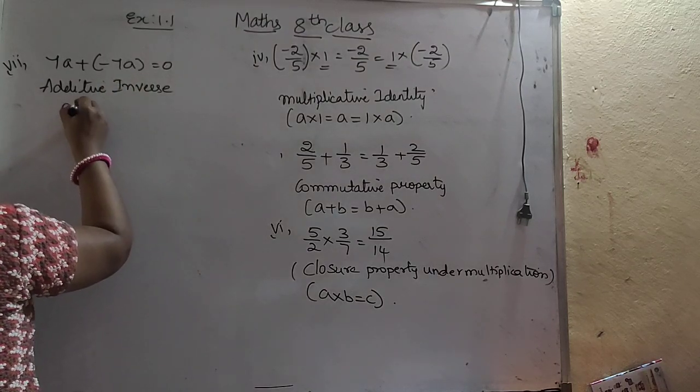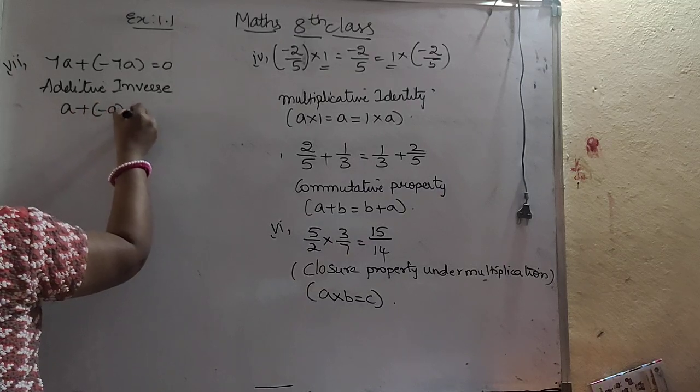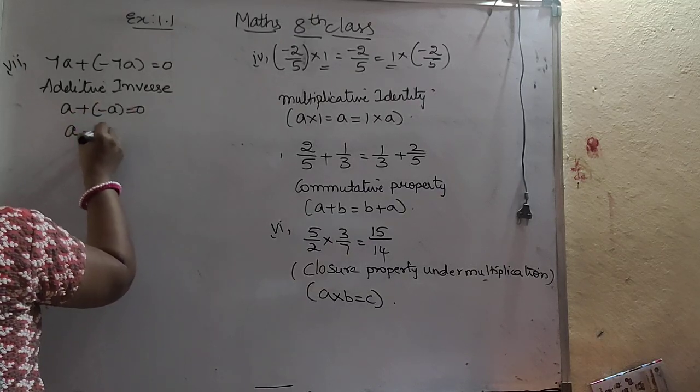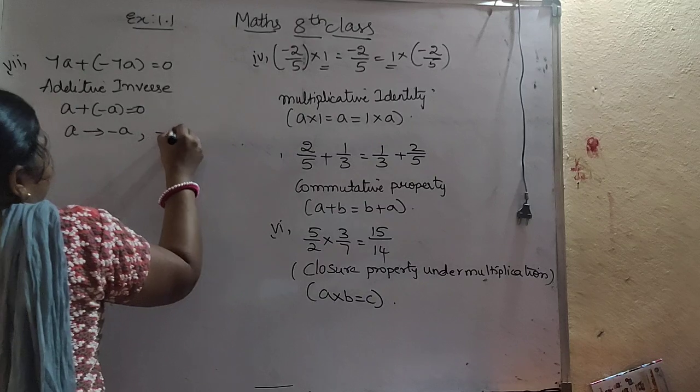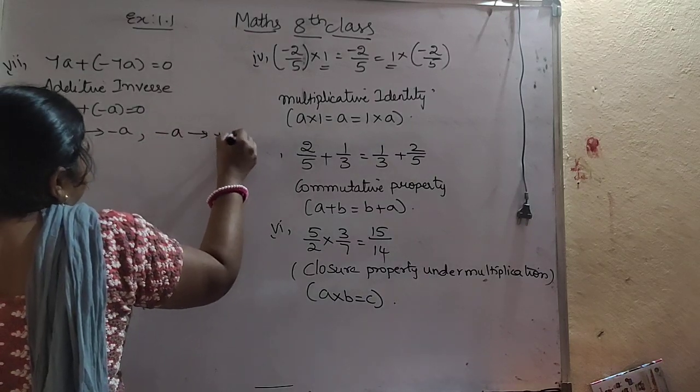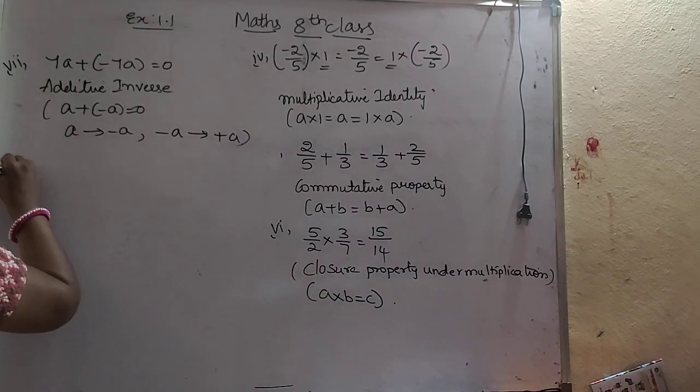So what is the general form? A plus of minus a equals 0. That is, the additive inverse of a will be minus a. The additive inverse of minus a will be plus a. So this is our general form.